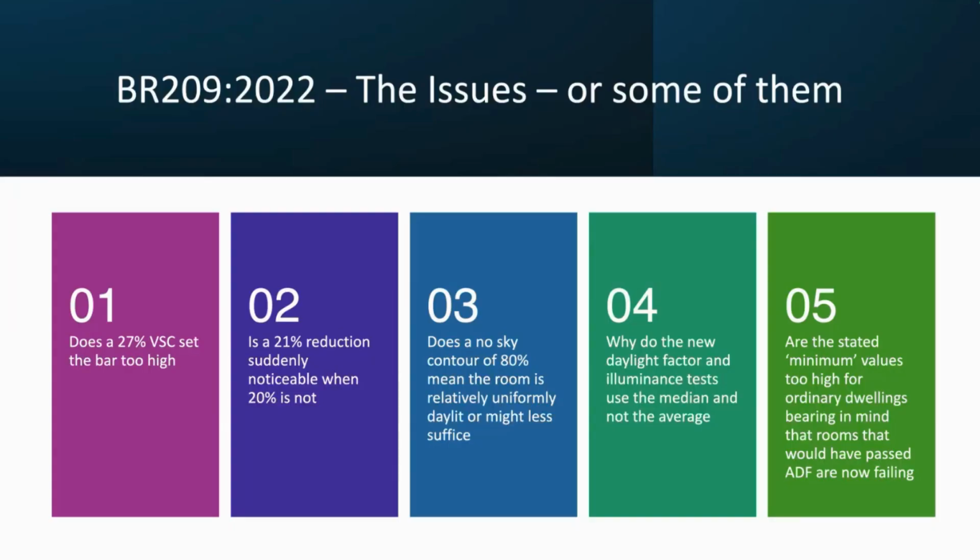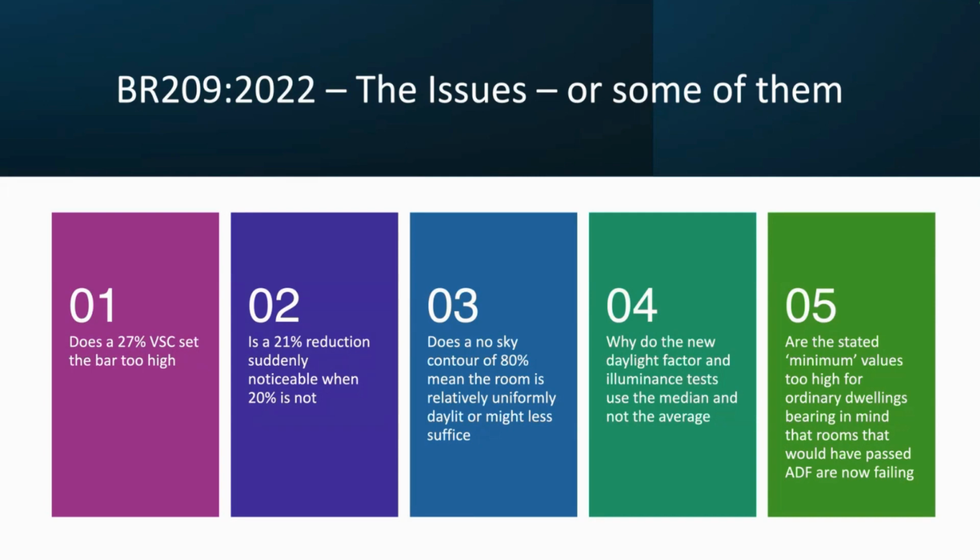So then I just turn briefly, and I've written about this, and John has got an article from me, which sometime will go out. Some questions on BR 209. The first one, does a 27% VSC set the bar too high? And we've seen cases where surveyors are trying to justify 15% because that is what is acceptable in an area. The diagram for VSCs was based upon what was available back in the 70s, 80s. Maybe it's too high. It's worth looking at.